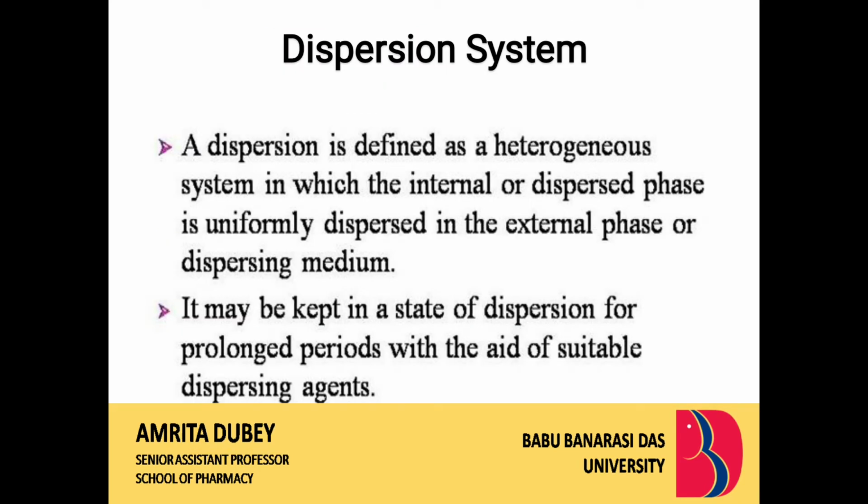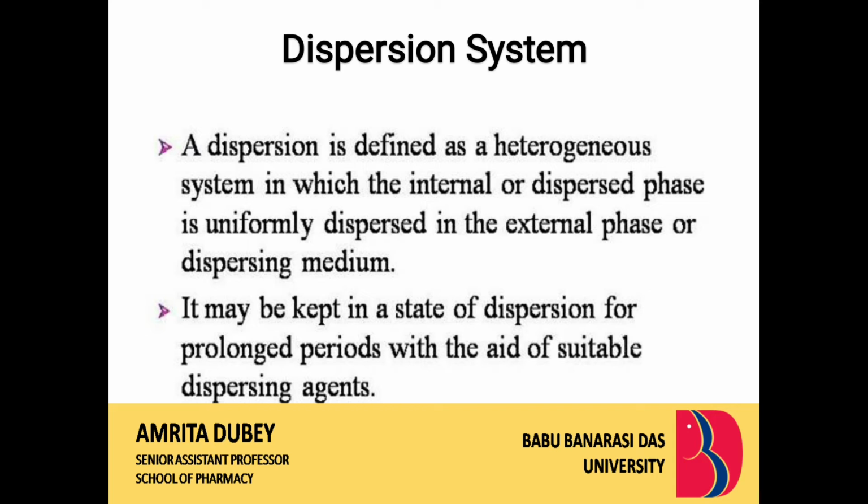Dispersion system. First of all, we have to understand what the dispersion system is, because suspension is a type of dispersion system. So before discussing the suspension, we have to understand the dispersion system. A dispersion is defined as a heterogeneous system in which the internal or dispersed phase is uniformly dispersed in the external phase or dispersing medium.